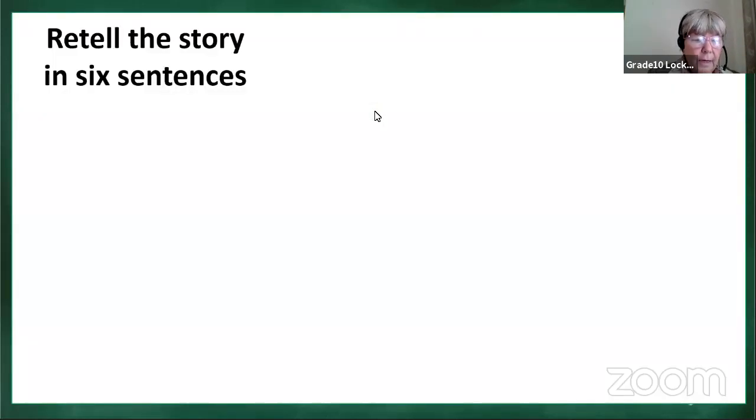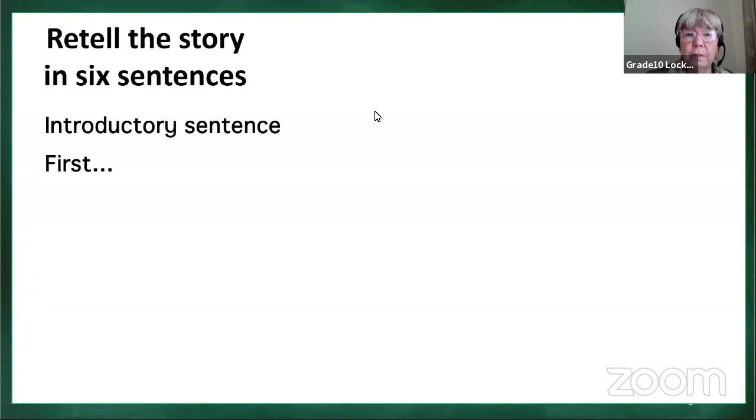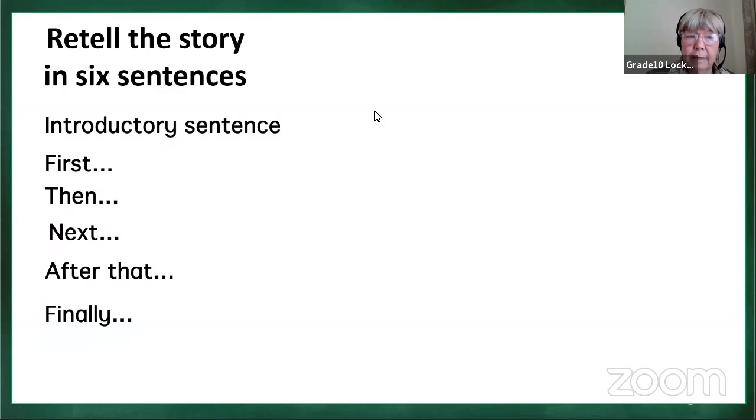Okay, we're going to go on now to an oral activity that I'd like you to do. You've just listened to a story twice, and now we want you to retell that story in 6 sentences. Do you think you could do that? The method that I would like you to use goes like this. You start with an introductory sentence to put the person in the picture, and then you start your sentences with first, then, next, after that, finally.